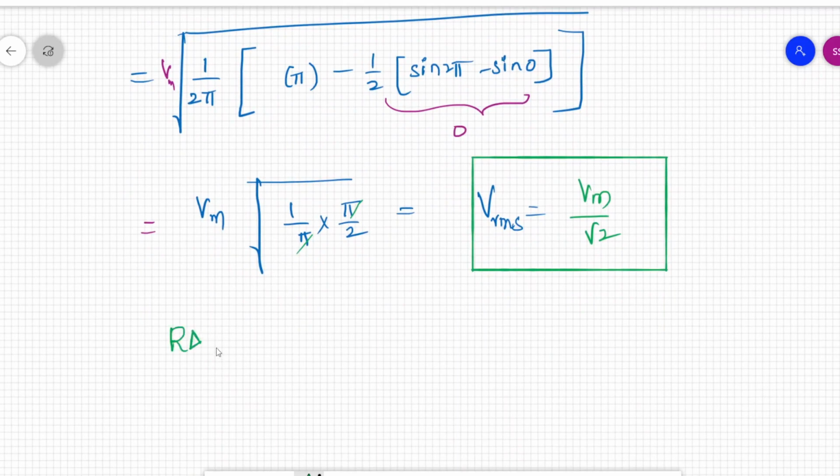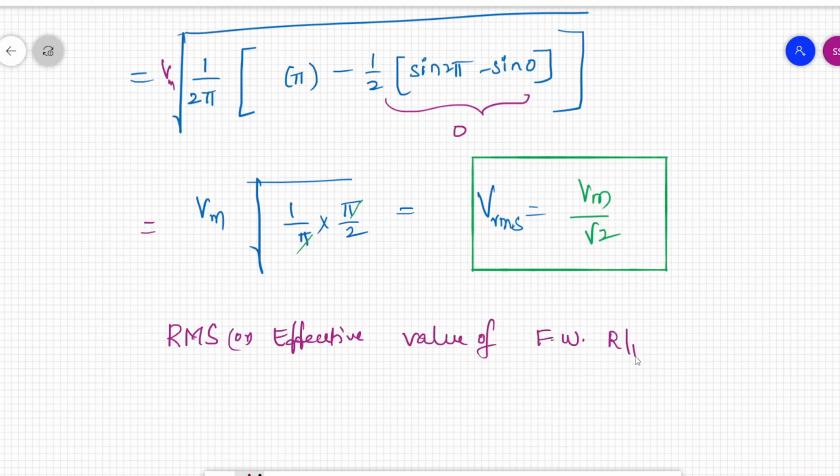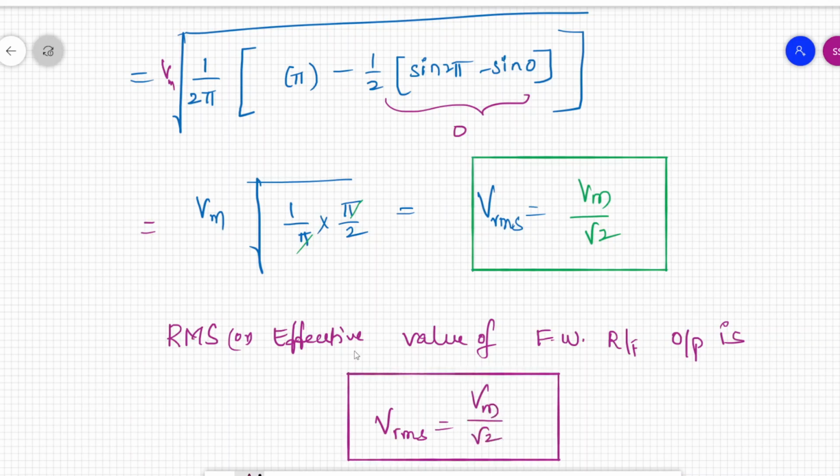RMS or effective value of full wave rectified output is Vm by root 2. Okay, so this is about half wave rectifier output and full wave rectifier output. Okay, now let us proceed to the third problem.